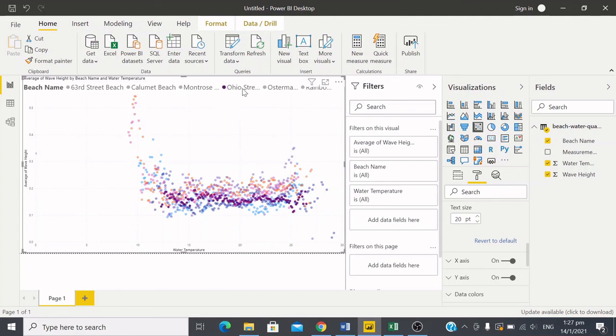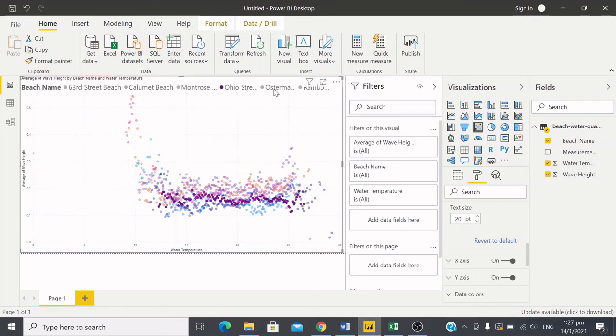Ohio Street Beach literally has got no waves, because there are not really any data points towards the higher heights. Then the second one that has very high wave heights is Osterman Beach. And the last one is Rainbow Beach, which is also quite much lesser.